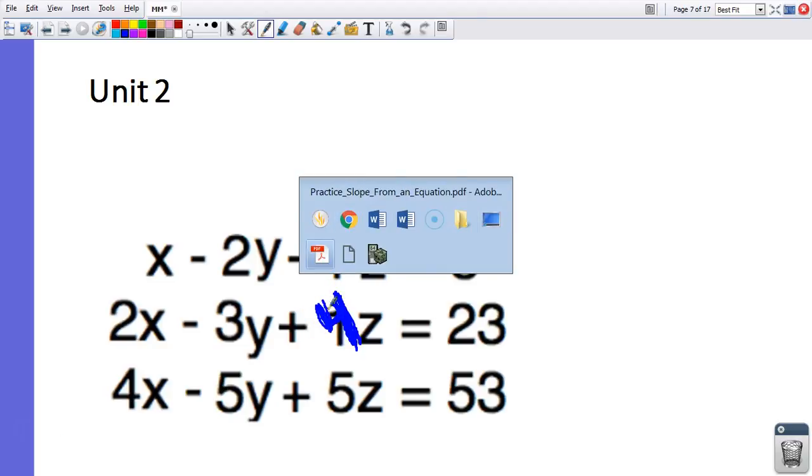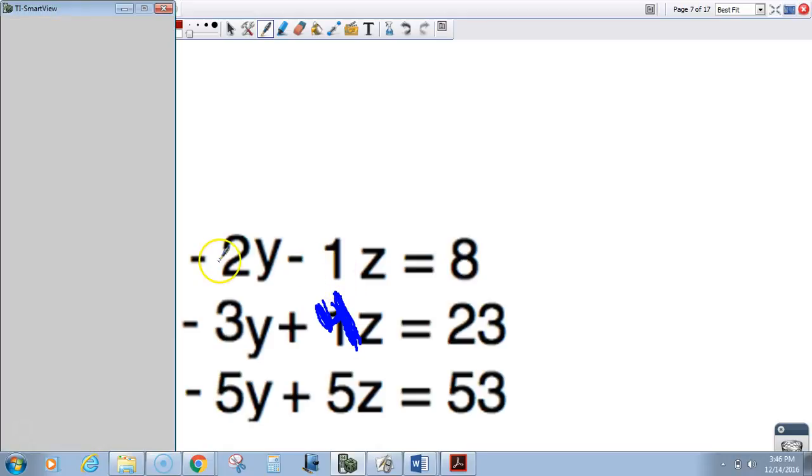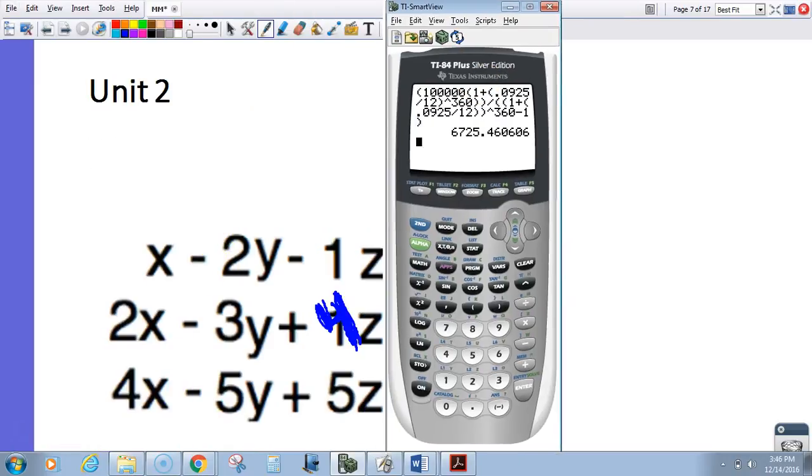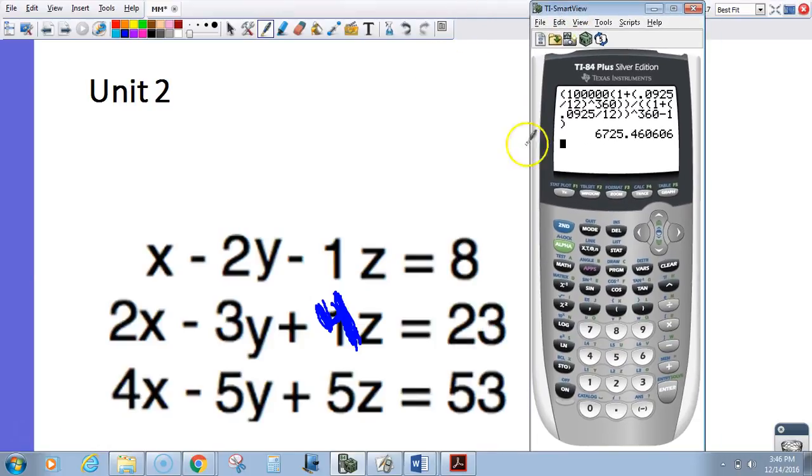Let's see if I have the calculator pulled up here. So let's put these in the calculator. If you remember, we've got to go into the matrix, which is second matrix. We want to go over and edit. And I have 3 equations here, so we're going to change it to a 3 by 4, right? And then we put in the coefficients. So the first equation, the coefficient of x is positive 1. The coefficient of y is negative 2. The coefficient of z is negative 1. That's that top equation. And then the answer is 8, on the other side of the equal sign.